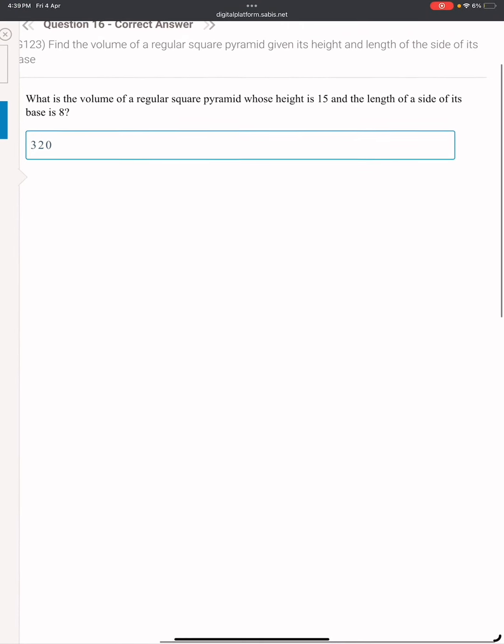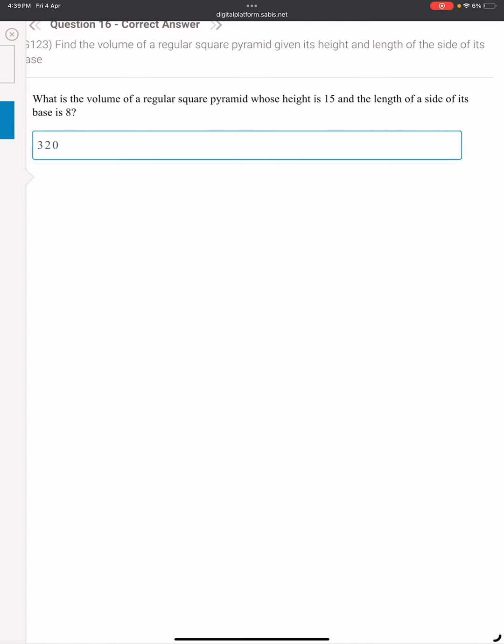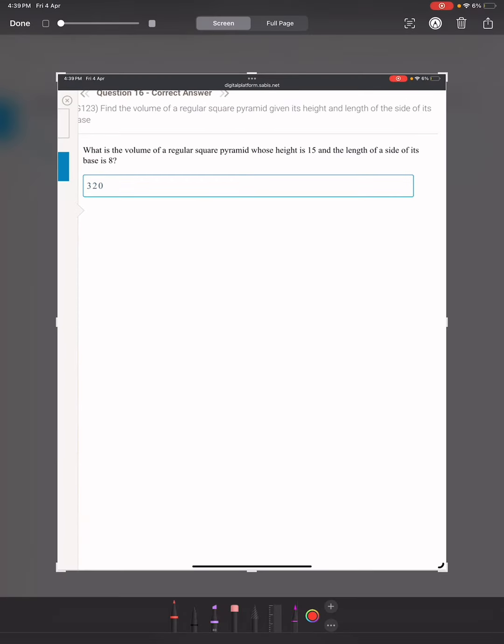Here they want the volume of a regular square pyramid. So what's a square pyramid? A square pyramid is like the pyramids in Giza in Egypt. They're a pyramid, but the base is a square. I don't know how to draw it honestly, but it's kind of like this.